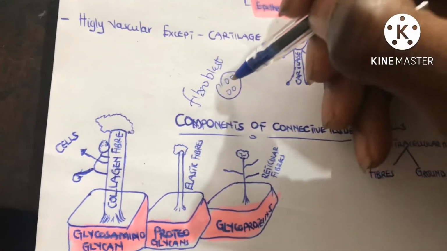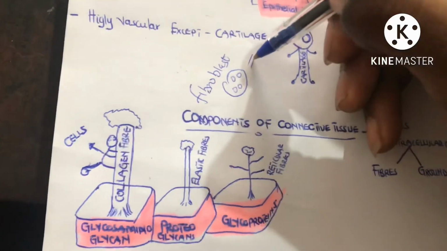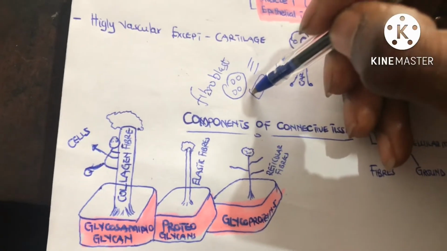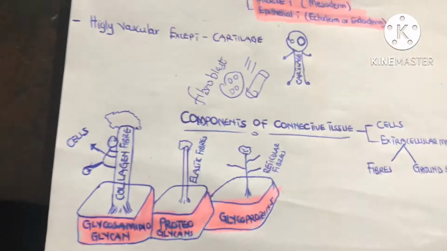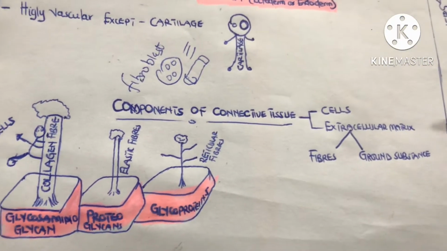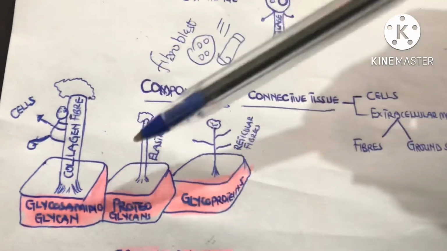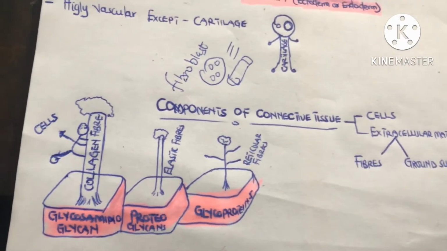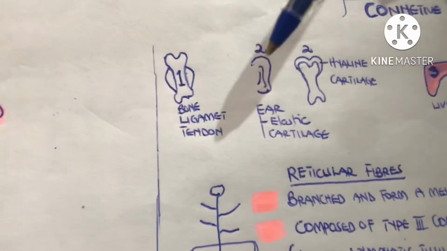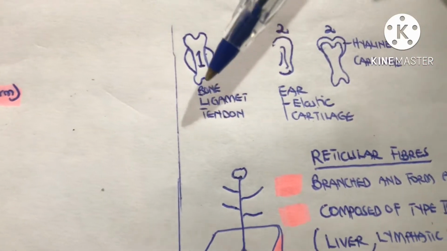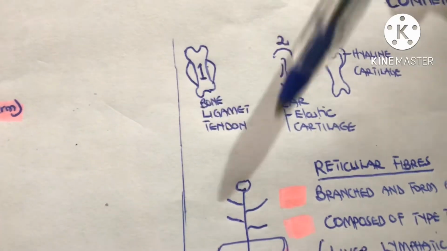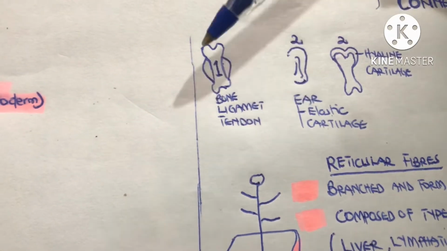So this cell secretes collagen molecules. These collagen molecules will come together to form collagen fibrils, and these will come together to form collagen fibers. You understand? And we have so many types of these collagen fibers, about 28 different types, but we look at only the first four. So the first collagen fiber is very thick, and you can find it in bones, ligaments, and tendons.